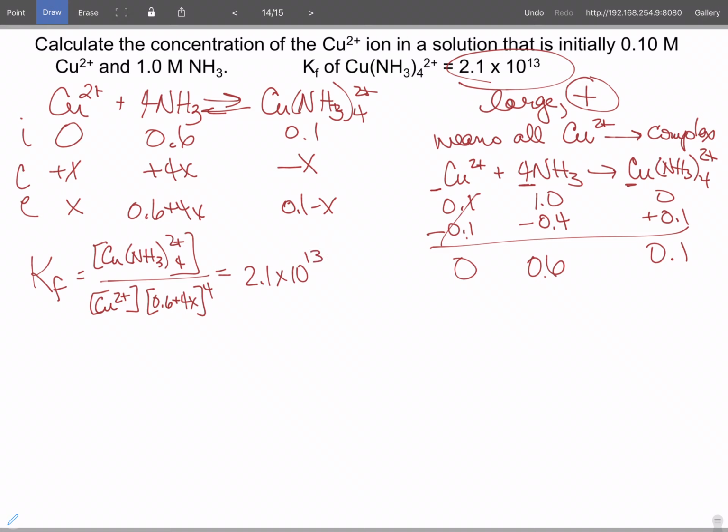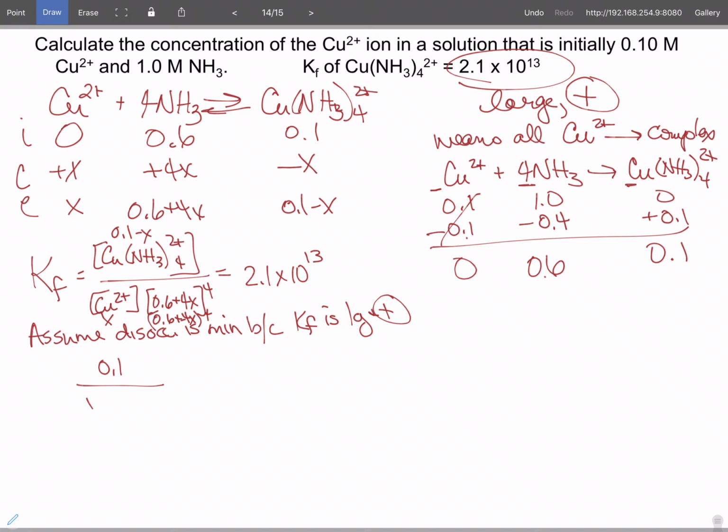13th. Okay, we're going to assume that the dissociation is minimal because Kf is large and positive. So, I forgot to write this in. This would have been 0.1 minus x. This would have been x, and this would have been 0.6 plus 4x raised to the 4th power. So then that gives us 0.1 over x times 0.6 to the 4th is equal to 2.1 times 10 to the 13th.